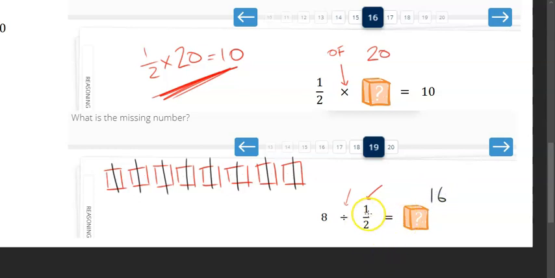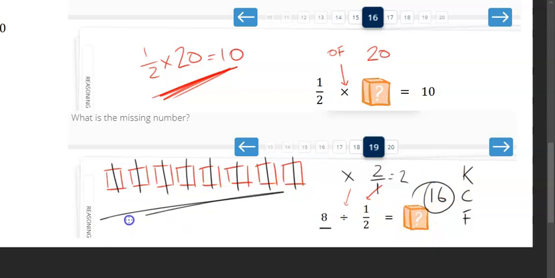Now, a quick secret in order to be able to work out divisions of fractions is this rule called keep, change, flip. We're going to keep the first number, we're going to change this division to a times, and we're going to flip this half to 2 over 1. And 2 over 1 is just 2. 8 times 2 is 16. This is what we got in the first place from here.